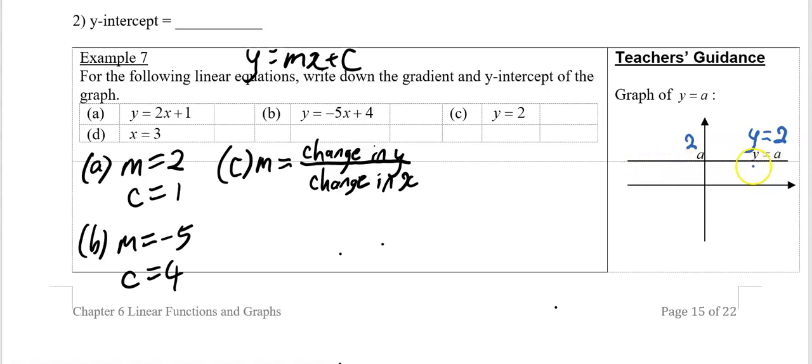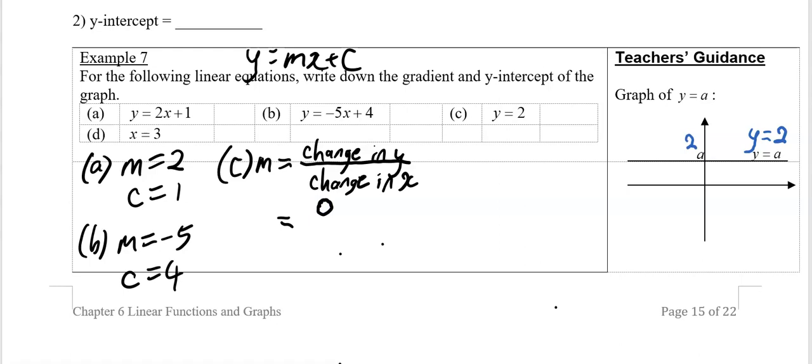So if it's a horizontal line, what is the change in the y value? Yes, you're right. Looking at this horizontal line, there is in fact no change in the y value because it's a horizontal line. So as a result, our change in y will be 0. Now, change in x depends on the x values that we are looking at.